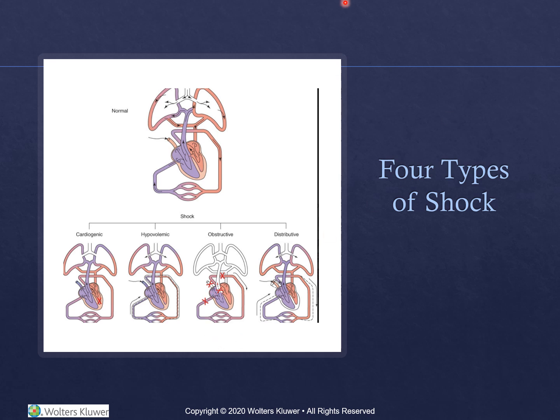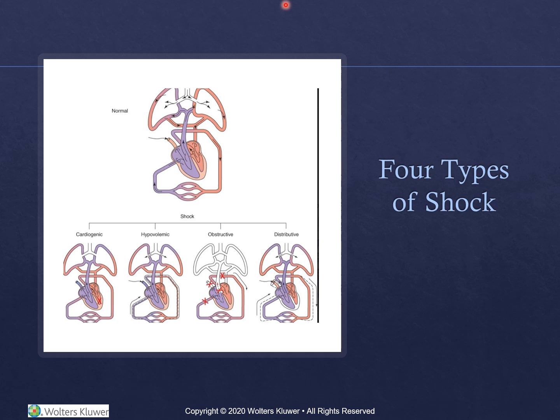Obstructive shock happens when there is an inability of the heart to fill properly, like in the case of cardiac tamponade, where the pressure inside the heart gets so high that it can't fill. Or it can be caused by obstruction to outflow from the heart. So maybe something like a pulmonary embolus, or a cardiac myxoma, or a pneumothorax, or a dissecting aneurysm might all be causes of obstructive shock.